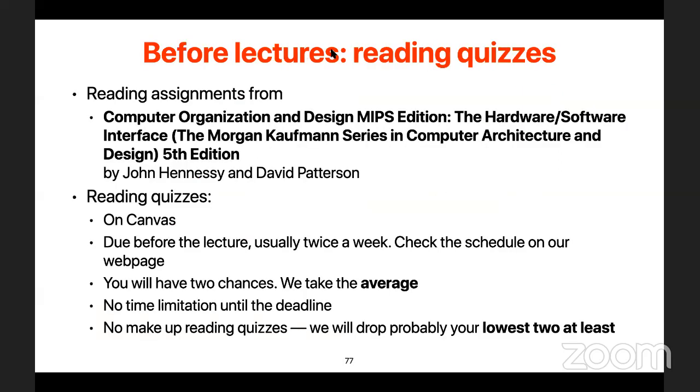But before we can do peer instruction, because we don't want you to discuss something blind, you have to read some material first. And I know if I don't assign a reading quiz, none of you is going to read a book. So that's why we have the reading quiz. It's going to be on campus, and it's due before the lecture, and we actually have one before the next lecture. There's no time limitation until the deadline, and you have two chances, and we will take the average. Even if you miss one of the reading quizzes, that's fine. We will drop your lowest two at least.